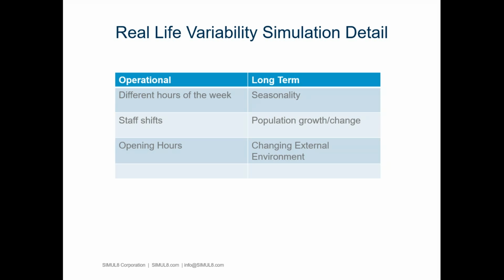In the long term, we can include things like seasonality. What's particularly important is population growth and population change. When we're setting any policy, we want it to serve the needs of individuals within our particular population. So if that changes or grows, then the method which best serves the population might need to be different. We can look at the changing external environment as well, so things like political change, economic change.